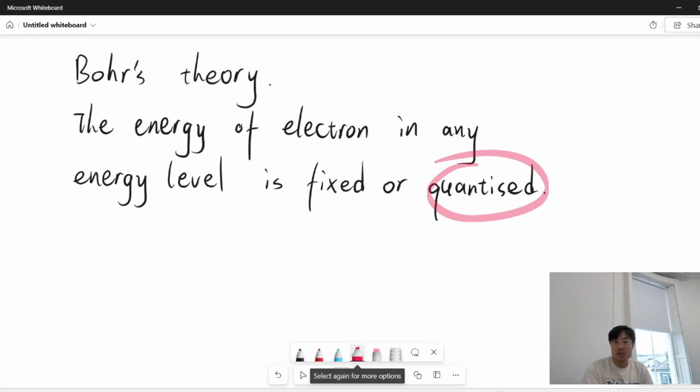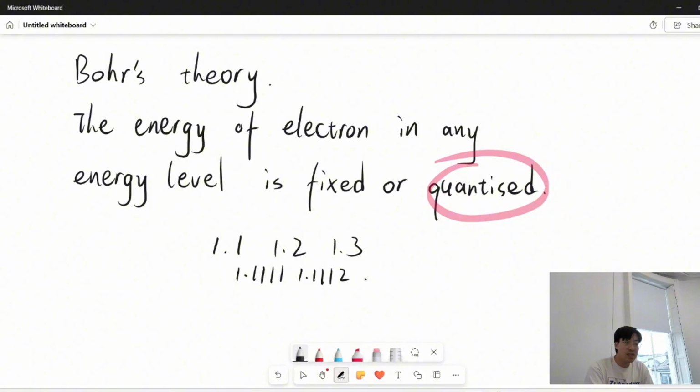For example, in mathematics, generally speaking, we think there are infinite numbers between number 1 and number 2. For example, you can think about 1 and there's 1.1, there's 1.2, there's 1.3, there's also 1.1111, 1.1112, and so on. There are infinite numbers between number 1 and number 2. However, in the quantized concept, we only think about there's number 1 and number 2, which means there's nothing in between.